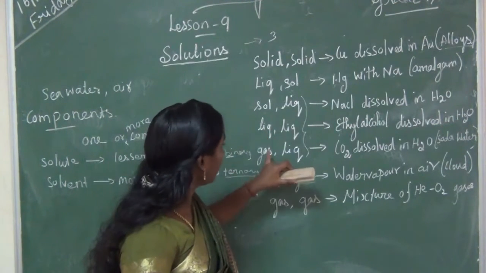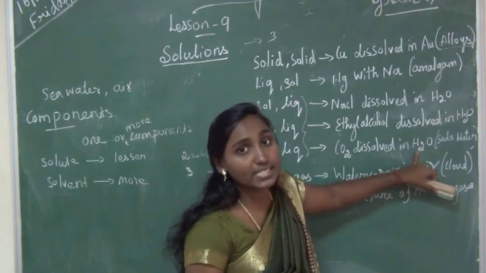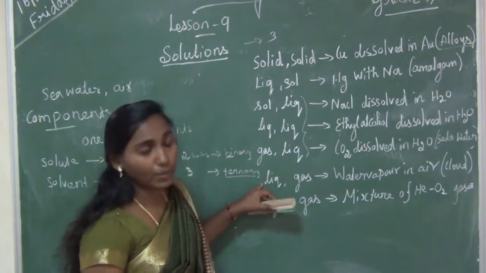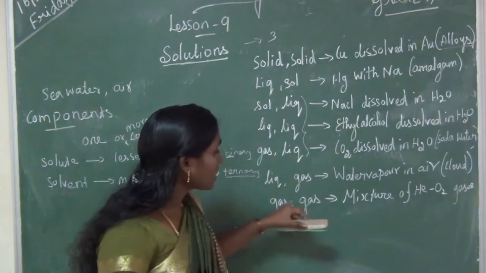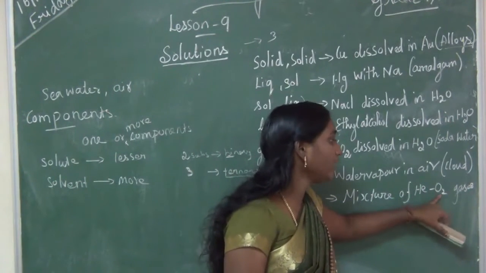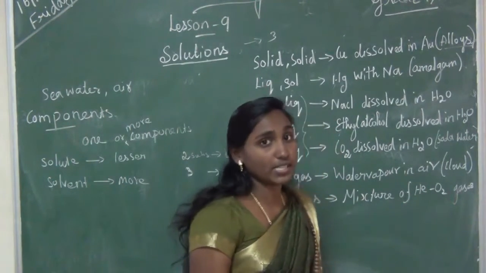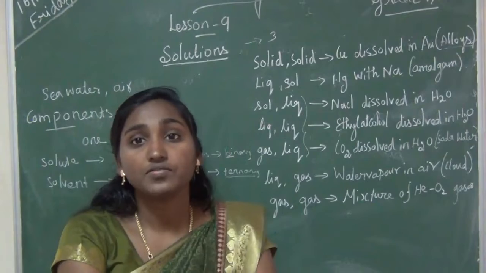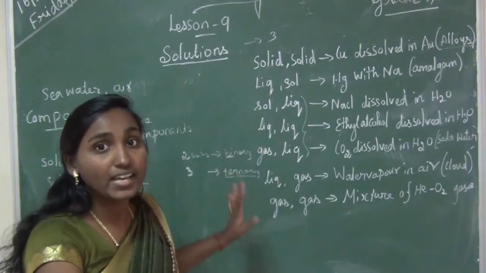Then gas and liquid. Gas, carbon dioxide dissolved in water. That is called soda water. Then liquid with gas. Water vapor mixed in air, it will form cloud. Okay. Then gas and gas. Example for gas in gas, mixture of helium and oxygen gas. He, that is the symbol of helium. So these are the physical states of solution. Based on the physical states, solution exists in three forms, that is solid, liquid and gas. We studied the examples also, right?